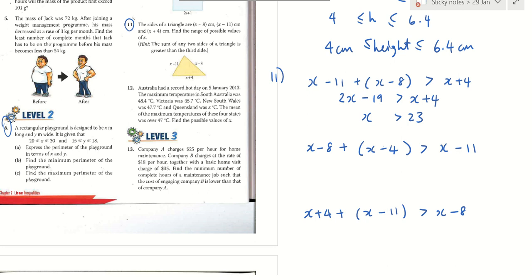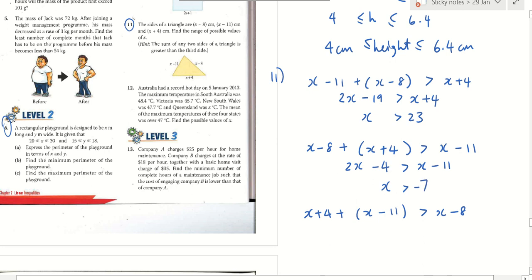The next one, 2x minus 12 greater than x minus 11. Solving this, we get x is greater than, this is x minus 8, x plus 4. Okay, so a small arrow over there. On the left hand side, 2x minus 4, yes. So then we end up with x is greater than negative 11 plus 4, we get negative 7. So this is the second inequality that we must satisfy.